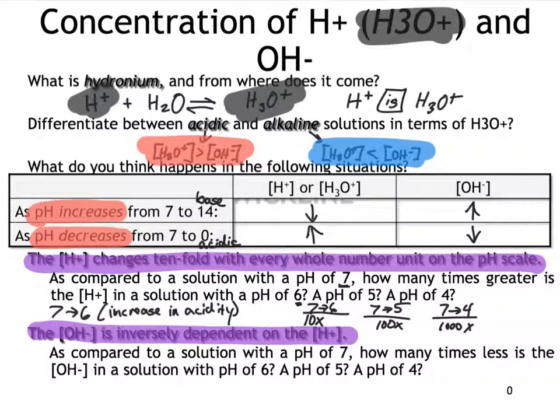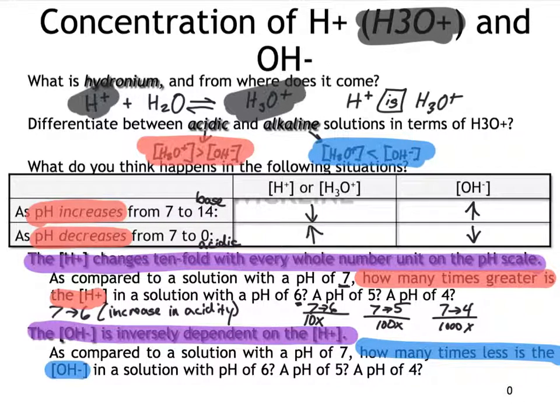In this next example, we're going to examine how concentration of hydroxide changes, and I do advise you to remember that whatever happens to hydrogen, you're going to get the inverse with hydroxide. So sort of the same question. It's going to be 7 to 6 to 5 to 4. But instead of phrasing it as how many times greater is the hydrogen, I am phrasing it as how many times less is the hydroxide. You'll find that our answers are the same, but I'll go through them one by one.